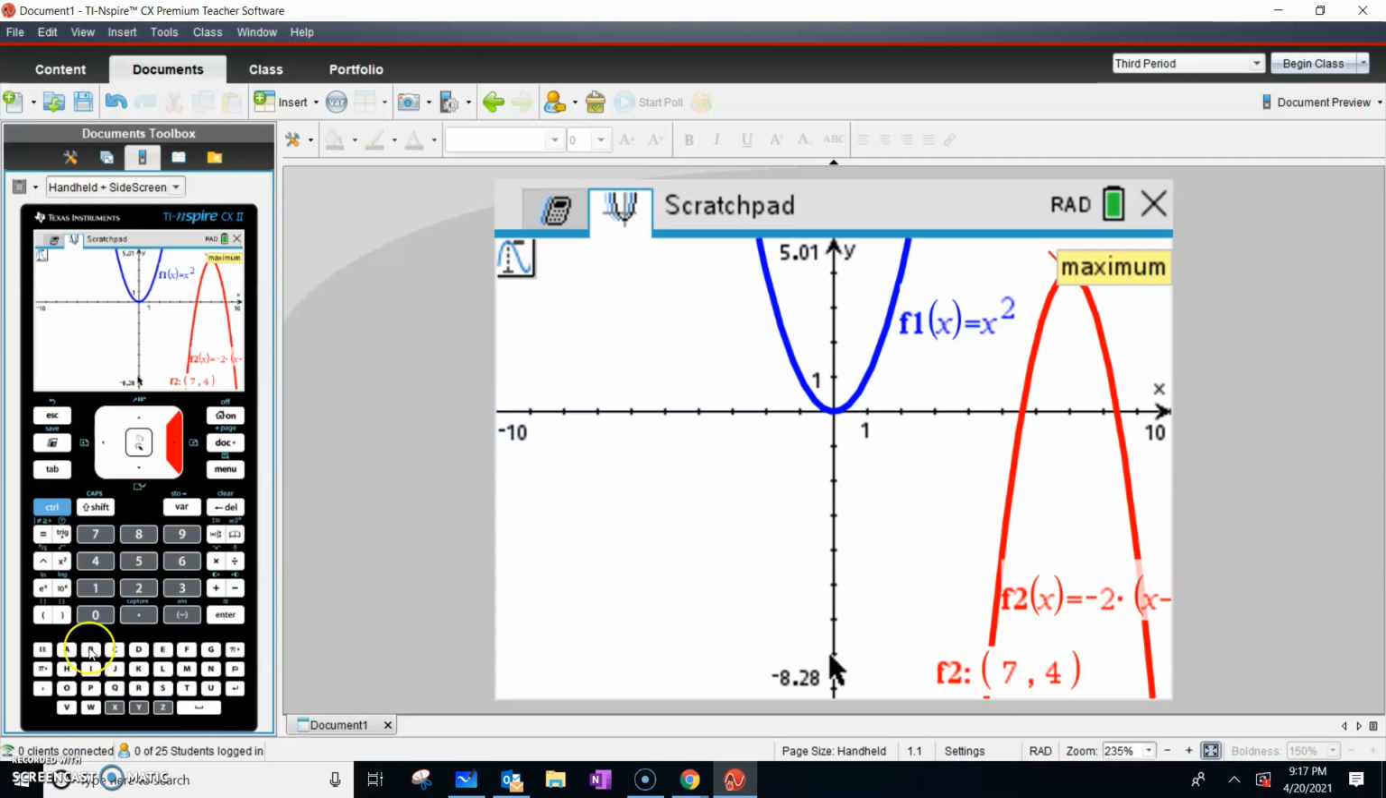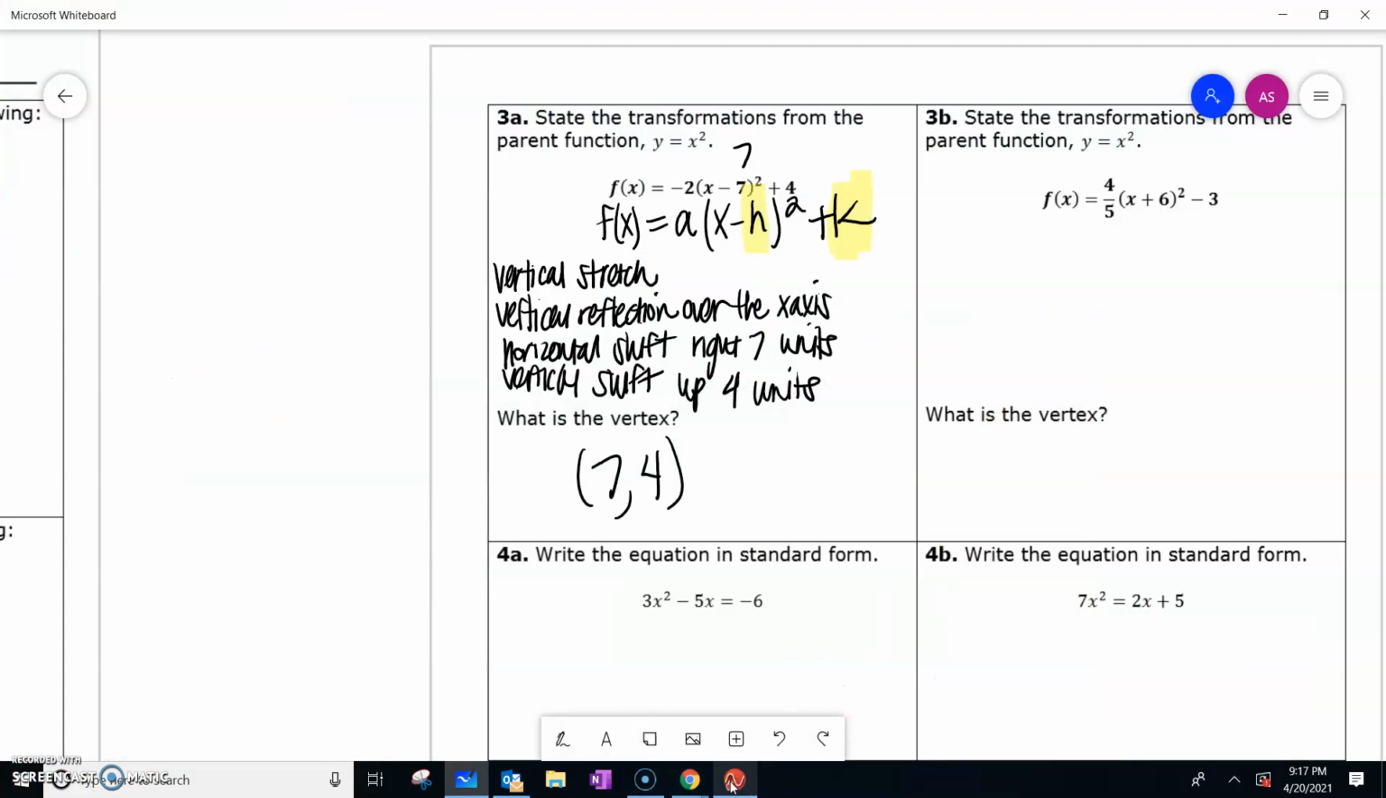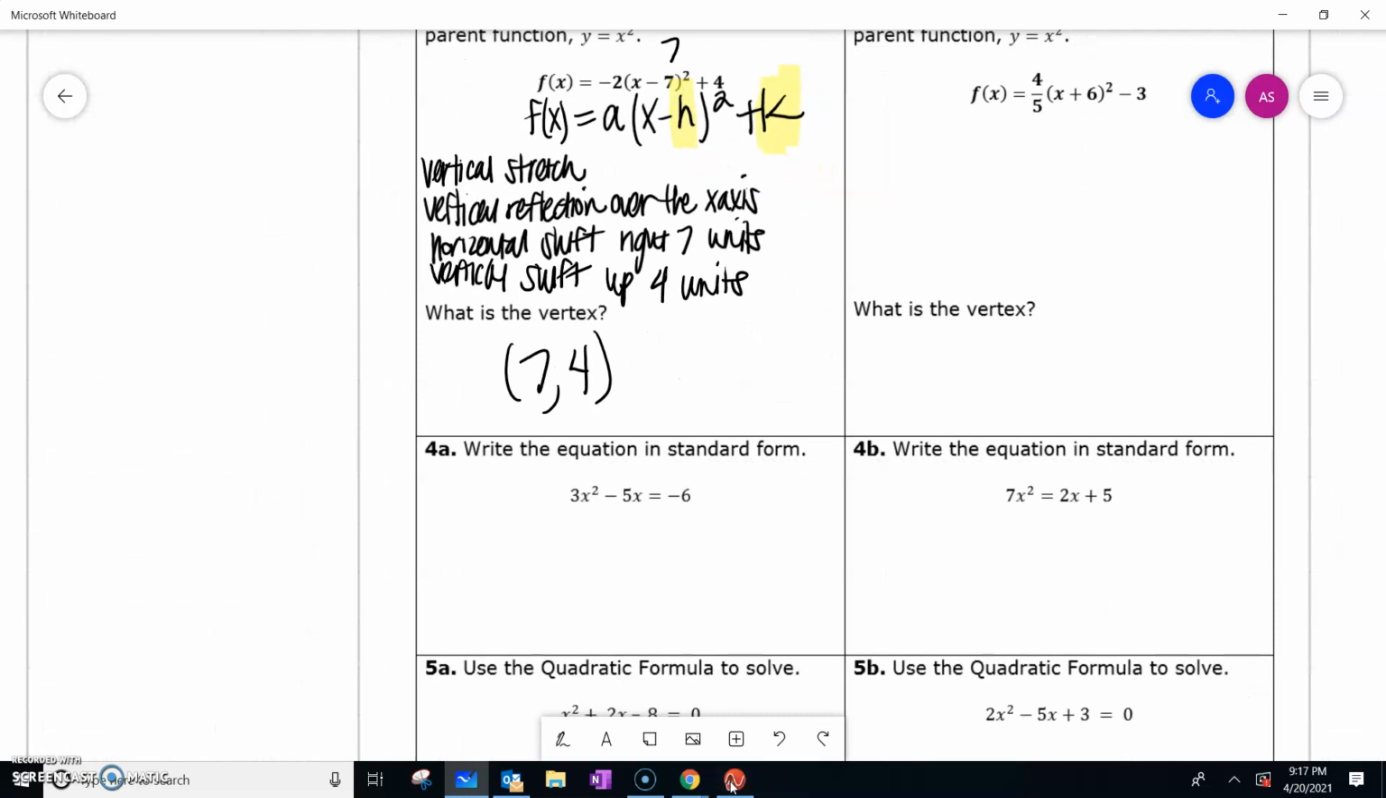All right, let's move on to our next one. All right, so this one is pretty straightforward. We want to write our equation in standard form. Our standard form is ax squared plus bx plus c equals 0. So all I need to do is set this equal to 0. I have that -6 on the right side, so what I want to do is add 6 to both sides.